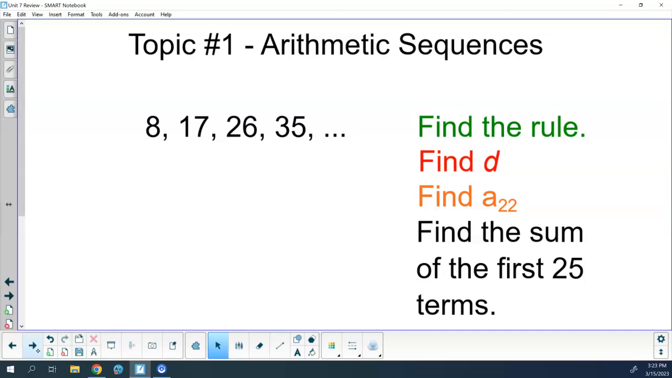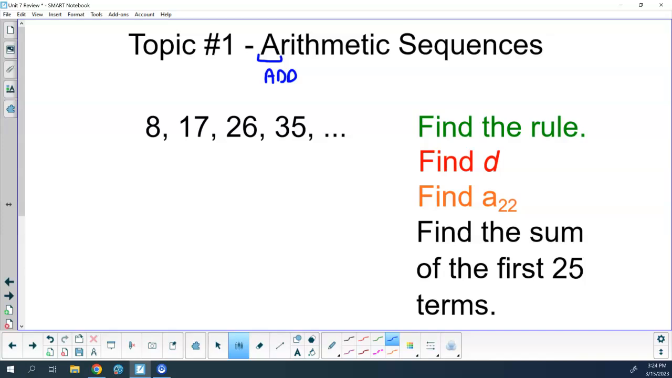Okay? So the first topic that we started with in this unit was dealing with arithmetic sequences. Now remember, arithmetic means that we are adding because it starts with A. Okay? So what I would like you to do on this one, or we'll do it together, is I want you to find these four different things over here on the side.